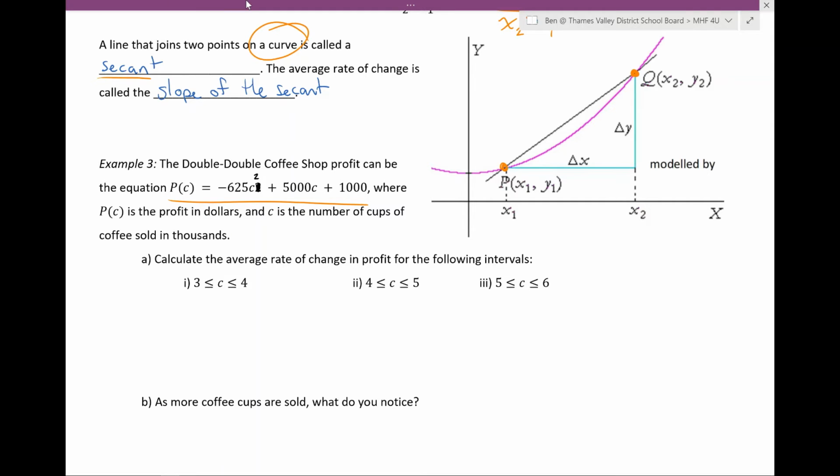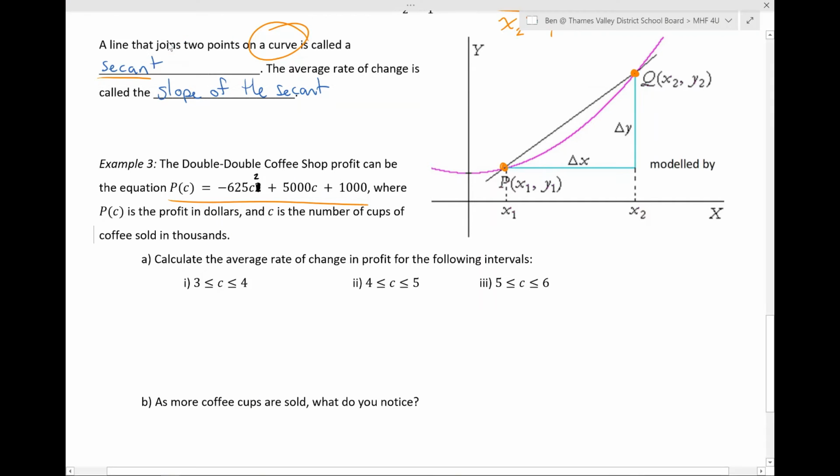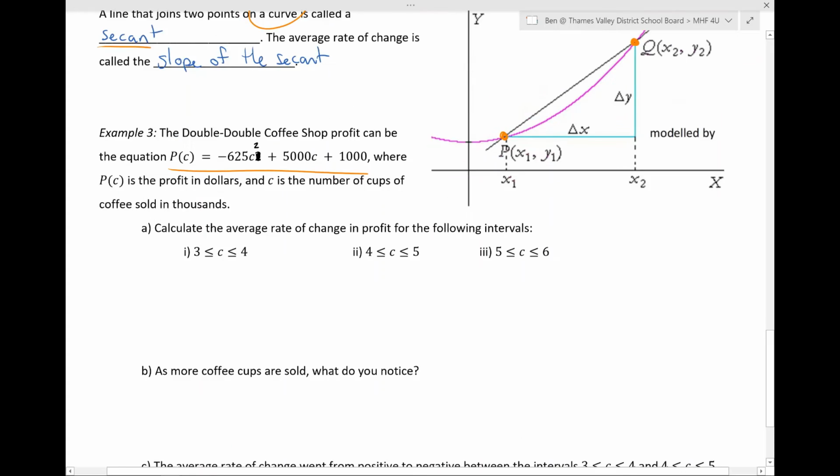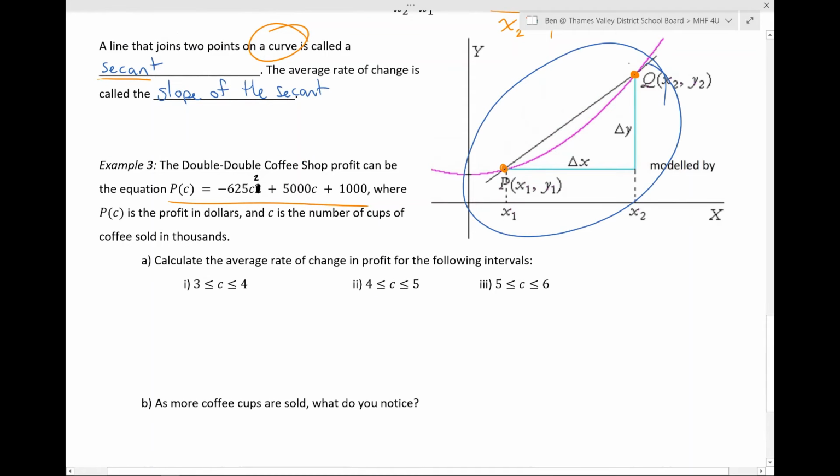So let's try and find the average rate of change for profit during these intervals. Now this time you'll notice we're not given a table of values. We're not given a graph. We need to evaluate this function at certain positions, at given C values, in order to find our average rate of change.